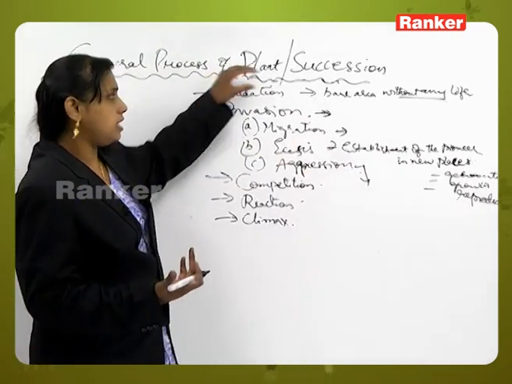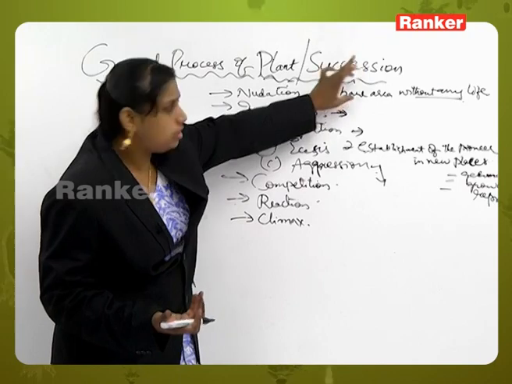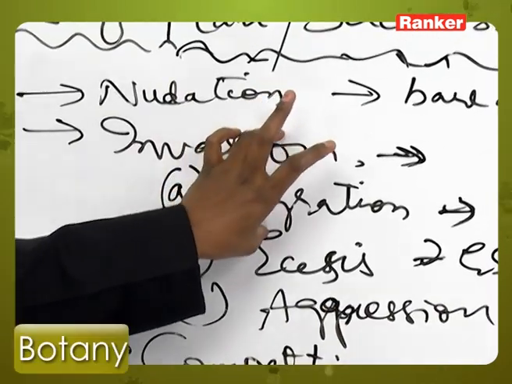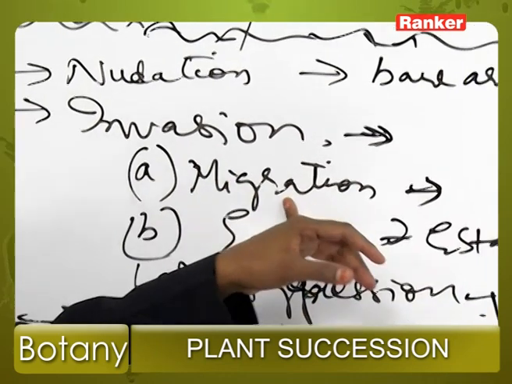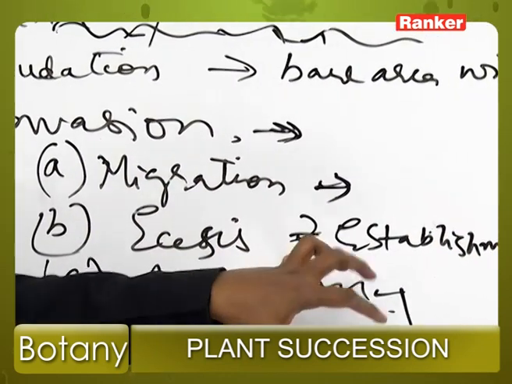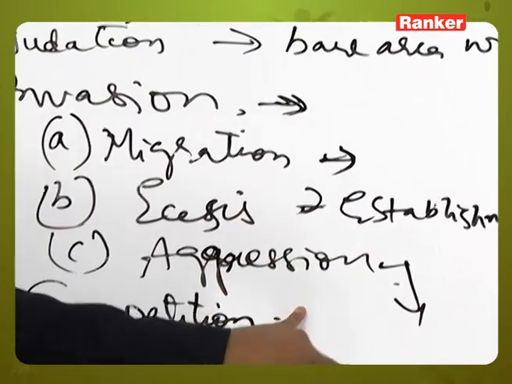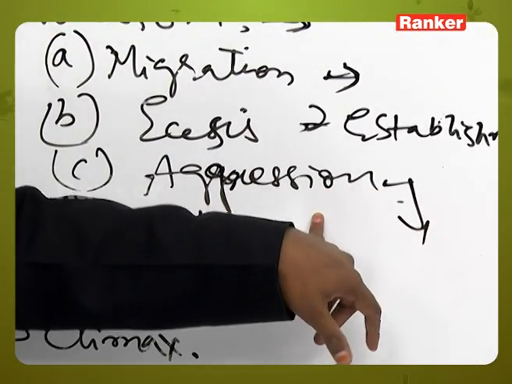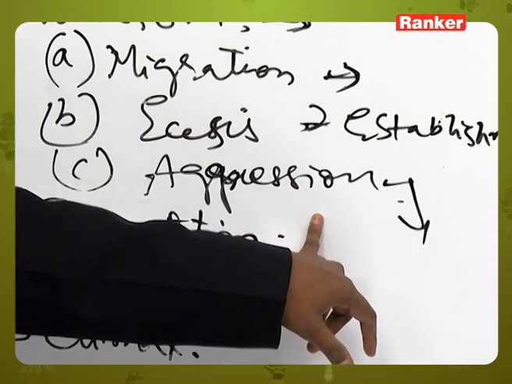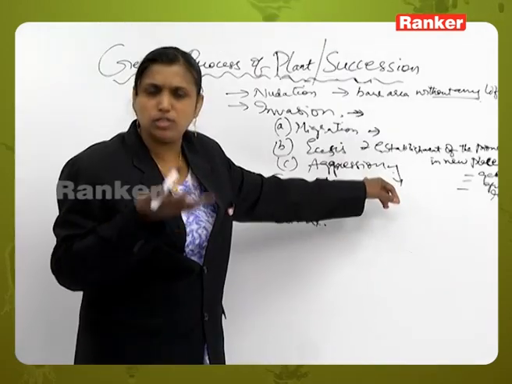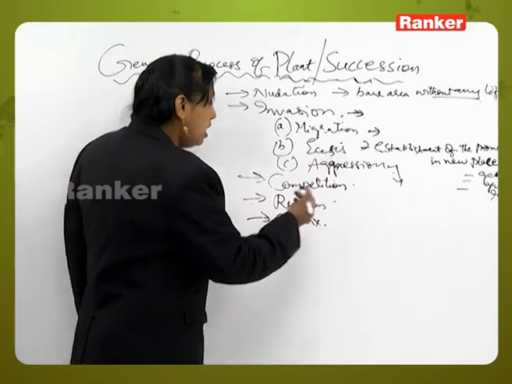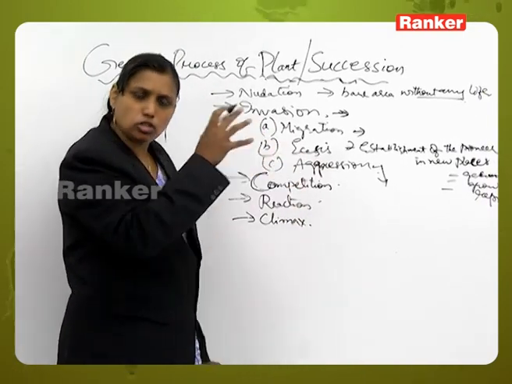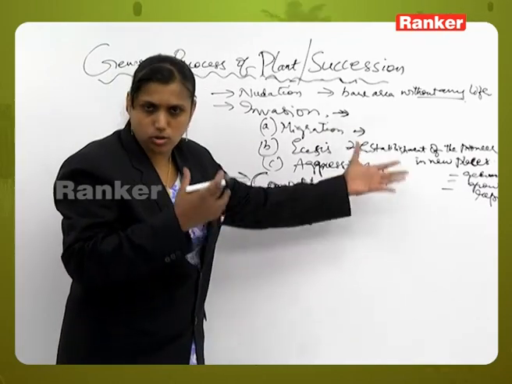So once a bare area without life is found, next we enter that bare area, then we migrate from different areas, then we try to establish the pioneers, then we germinate and develop, and increase the number of species by germination, reproduction, or multiplication, whatever is there. Next, when the total area is occupied and established, comes the next stage.